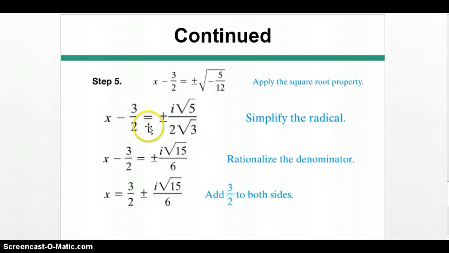This can be written as plus or minus i times the square root of 5 over 2 root 3. Here the square root of a negative number is a complex number, so it is i, because i squared equals minus 1. So i times the square root of 5, and the square root of 12 is 2 root 3.